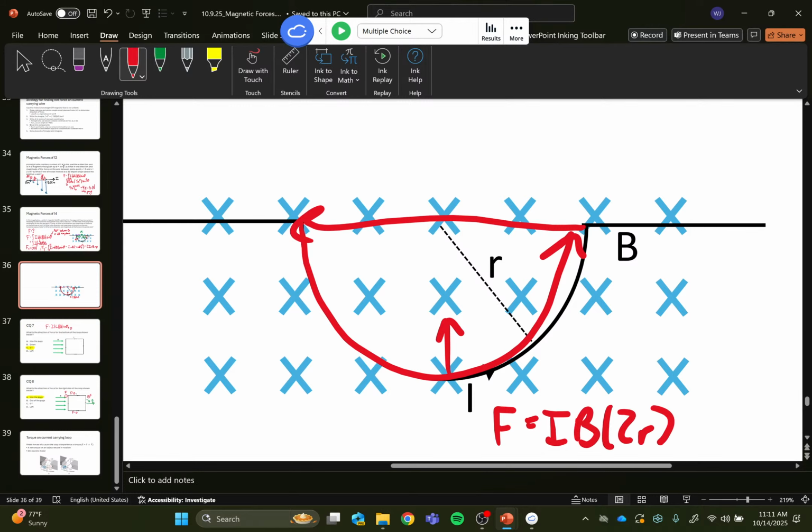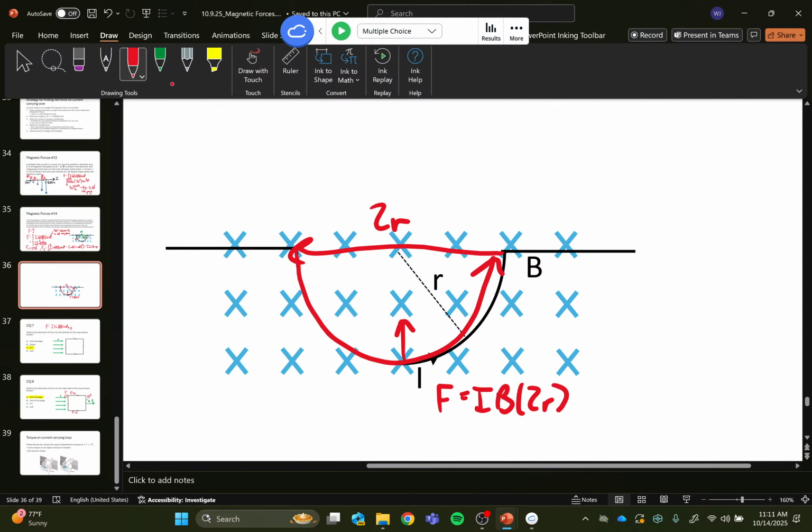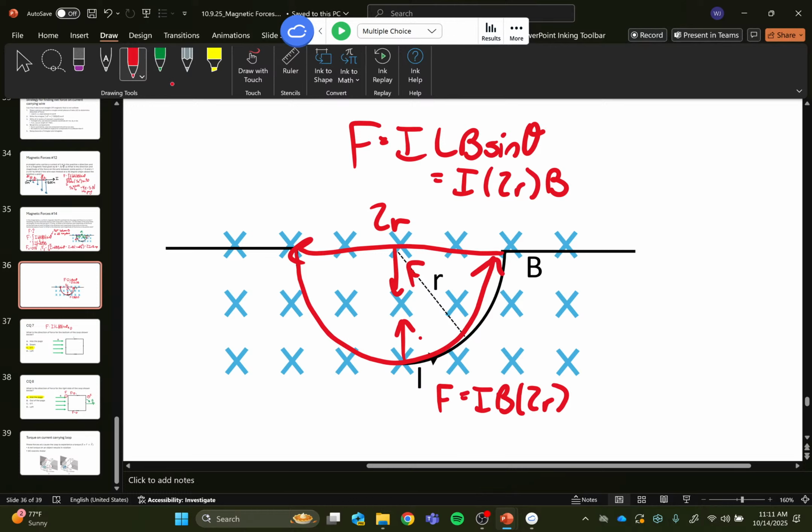Well, how big is the wire on the top? The length of the wire on the top is 2R. It's 2 of the radius. So what's the force on the top of the wire? It's going to be I times L times B sine theta. It's just a straight wire. What's my I? What's my length? 2R. What's my field? It's B. What's my angle? Oh, it's the exact same force, but opposite.